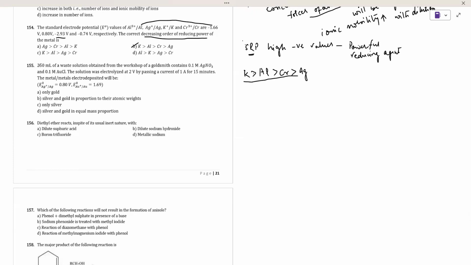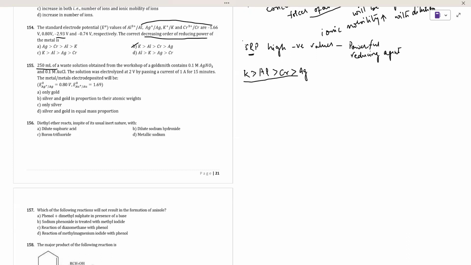So question number 155. 250 ml of waste solution obtained from the workshop of a goldsmith contains 0.1 molar AgNO3 and 0.1 molar AuCl. So AgNO3 is silver nitrate and AuCl is gold chloride, isn't it? The solution was electrolyzed at 2 volts by passing a current of 1 ampere for 15 minutes. The metals electrodeposited will be, okay? So basically they are giving the value of current, 1 ampere, and 15 minutes, and also the concentrations are given. So what is the question?